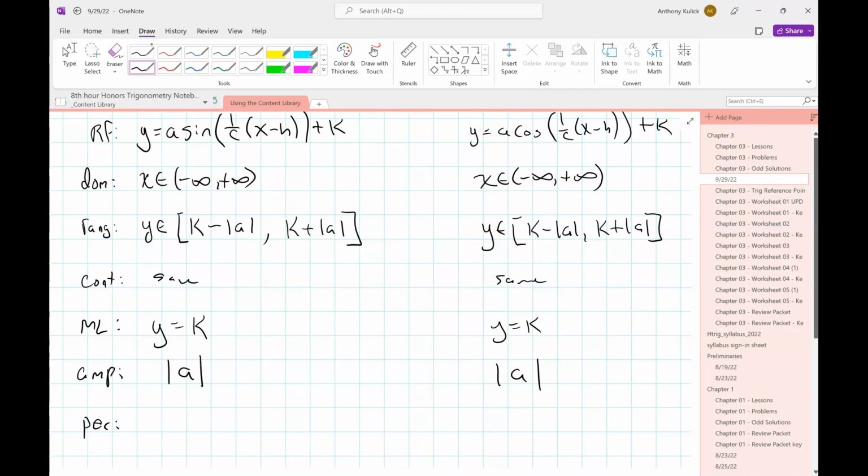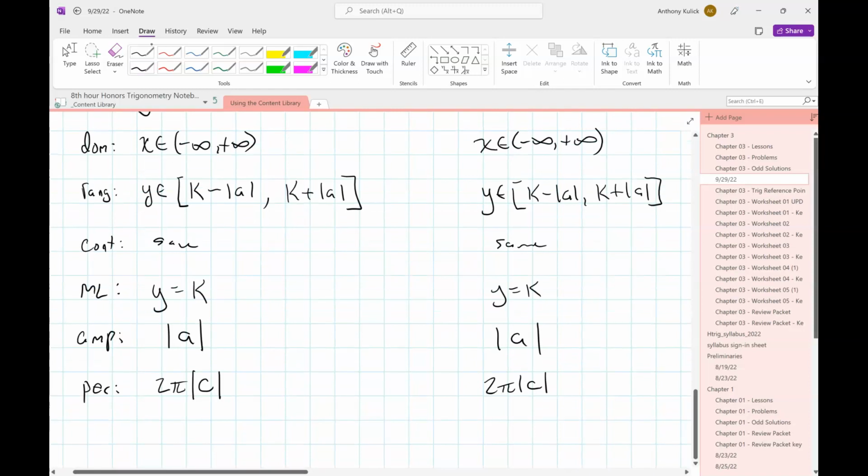Everybody's okay with that? Is the C multiplied or added? Multiplied, so it'll be multiplied here. And remember, the period is a distance, and the C can be negative, so we're going to slap in absolute value around that C. Everybody's good there? And then the frequency is still going to be 1 over the period.